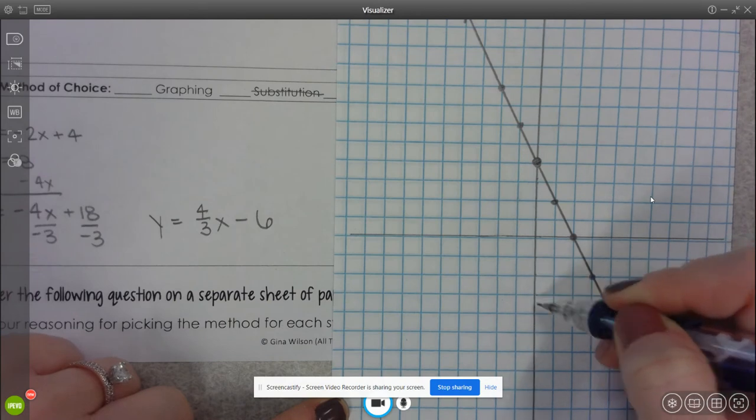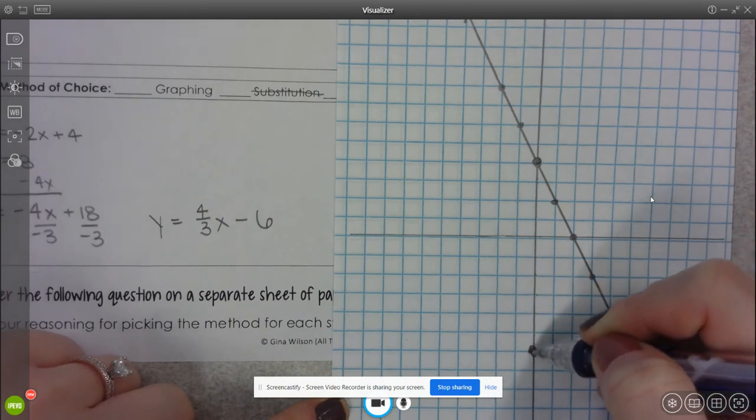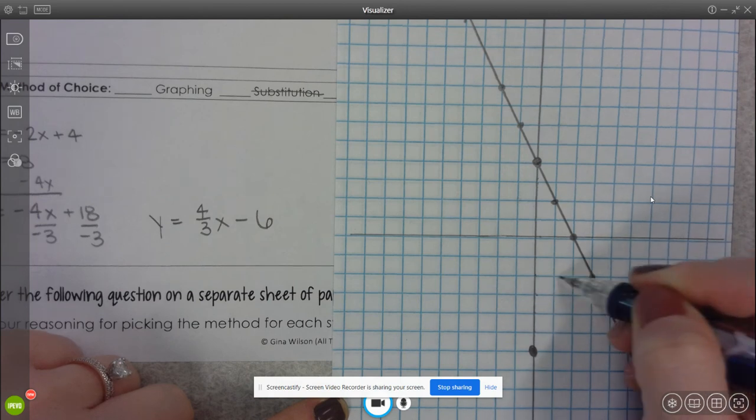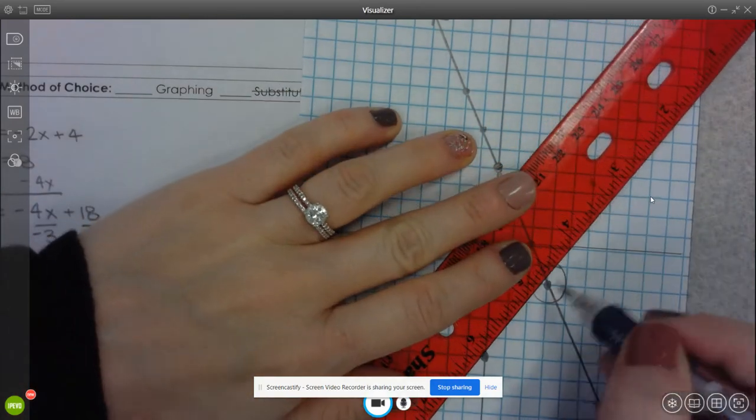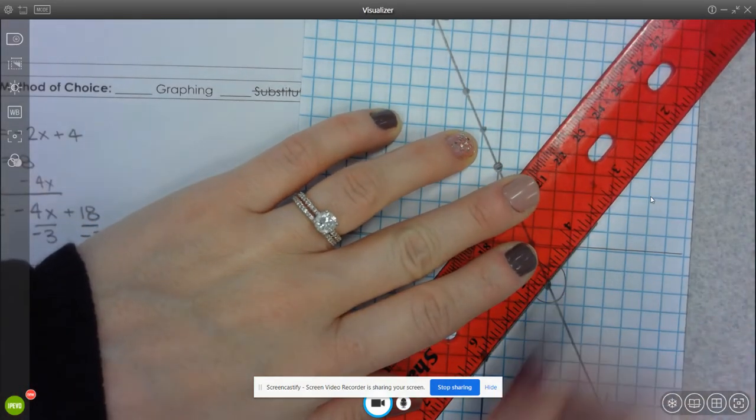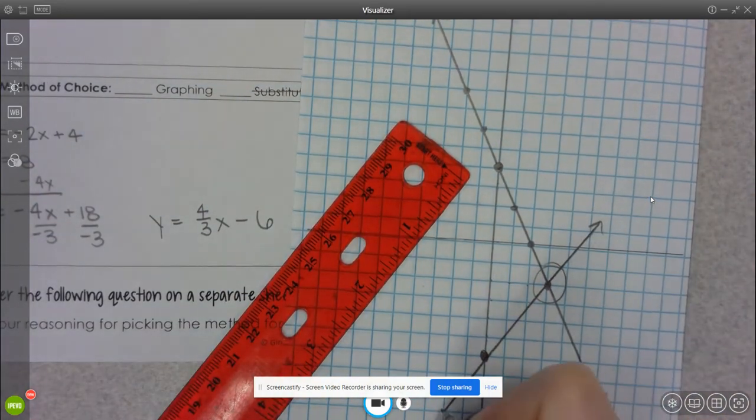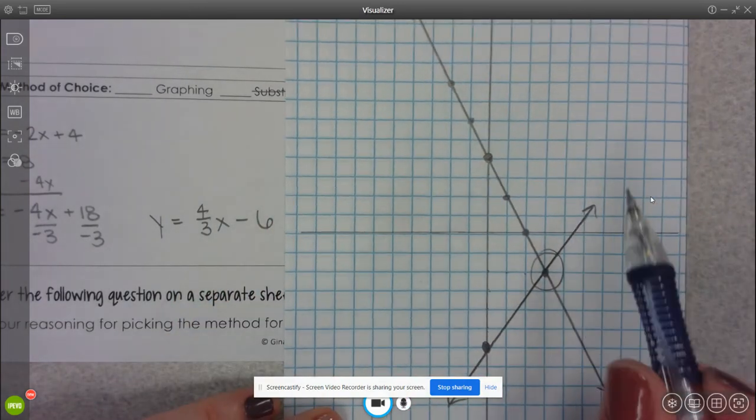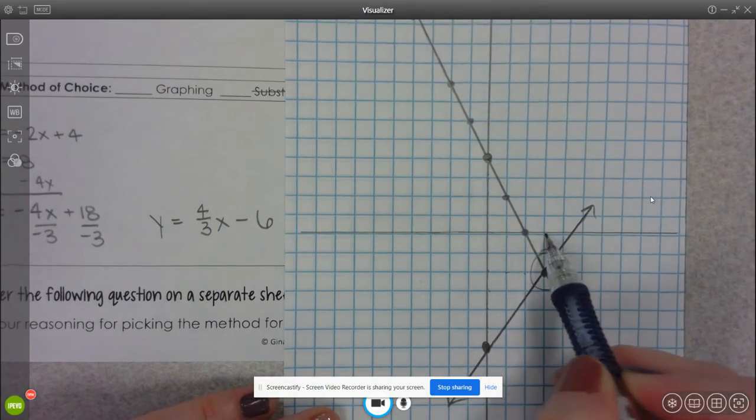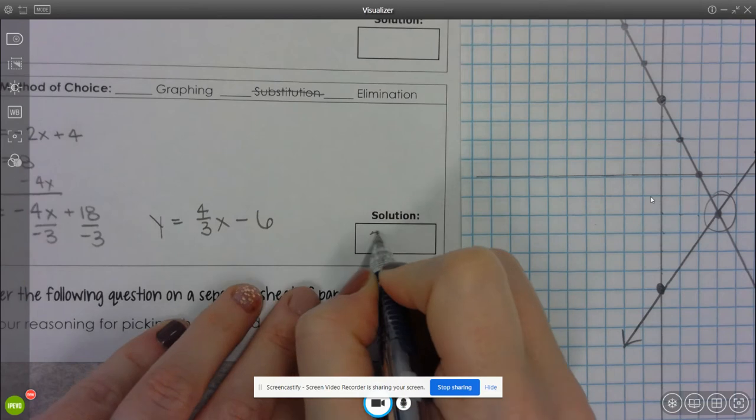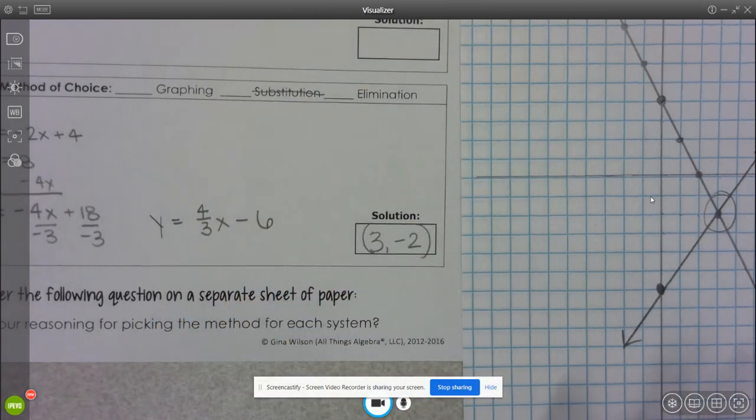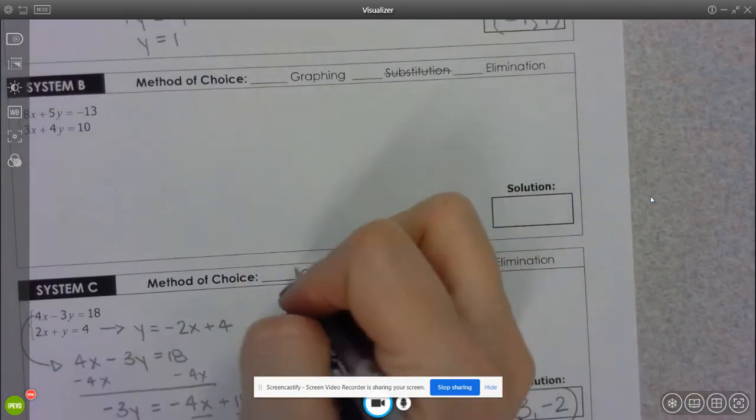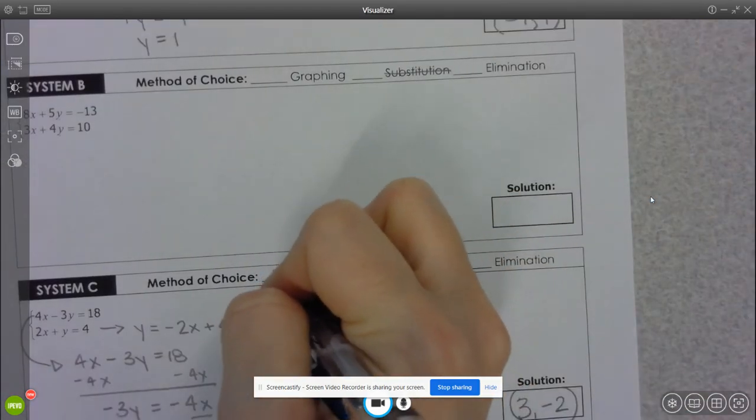All right, my other one, I'm going to go down to negative 6. And I'm going to go up 4. 1, 2, 3, 4 over 3. Oh, look, there's my point. So that is 1, 2, 3, negative 2. All right.